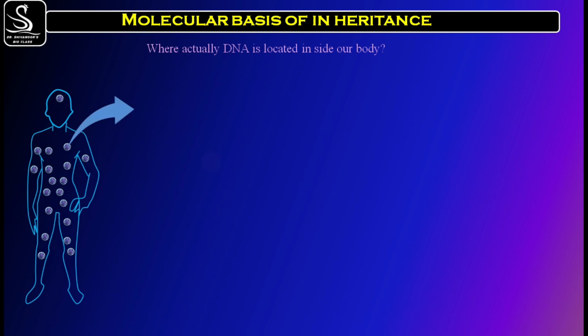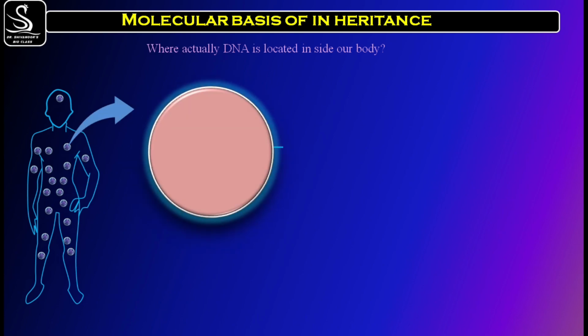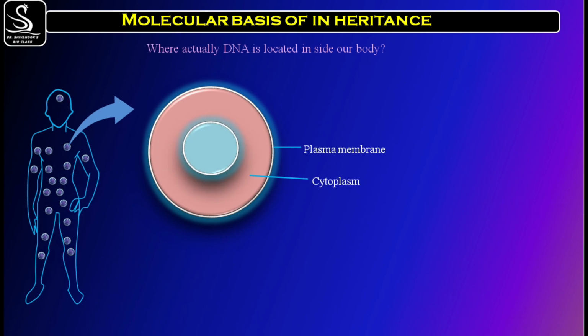Suppose you zoom in, so this is one single cell of our body, which has a boundary of plasma membrane. Inside it there is cytoplasm. Inside the cytoplasm there is a nucleus. And all of you carefully observe on the screen, inside the nucleus there is the presence of a thin thread-like genetic material.